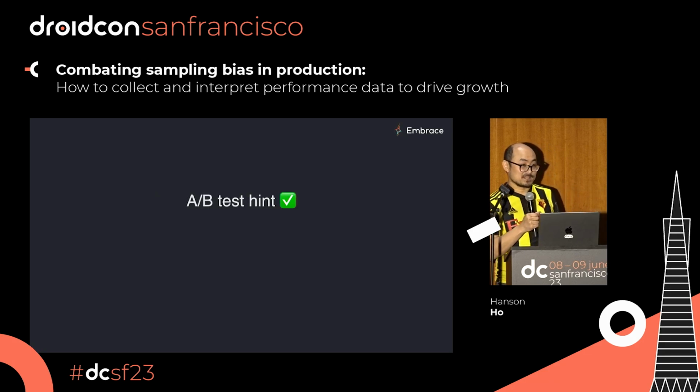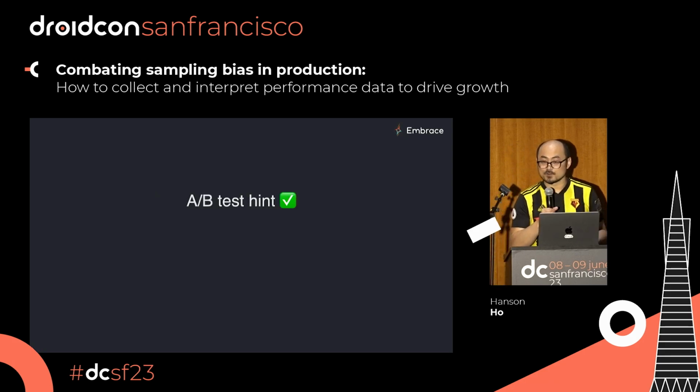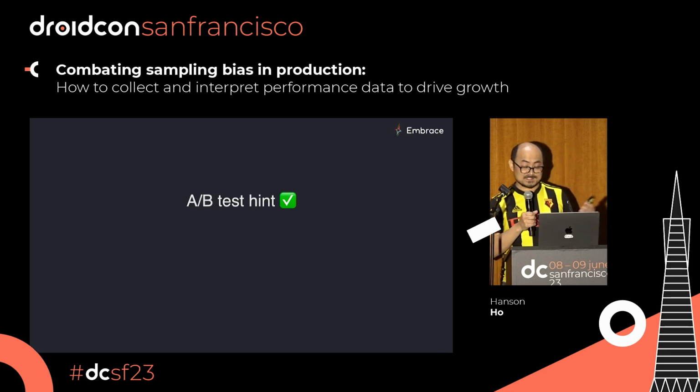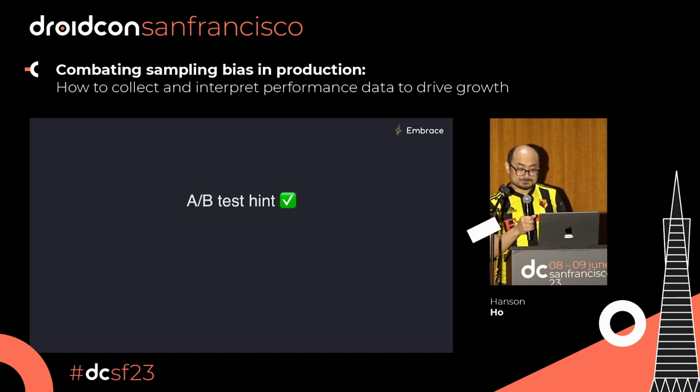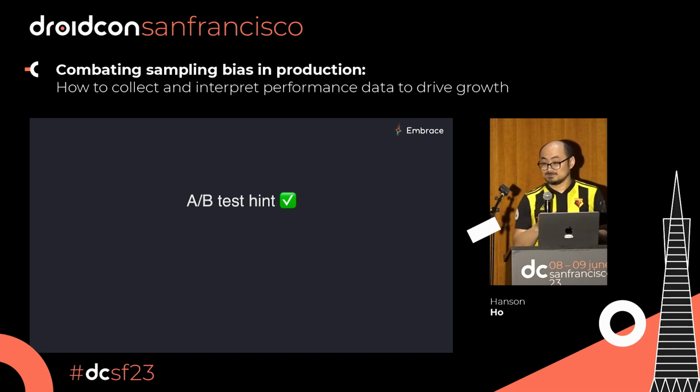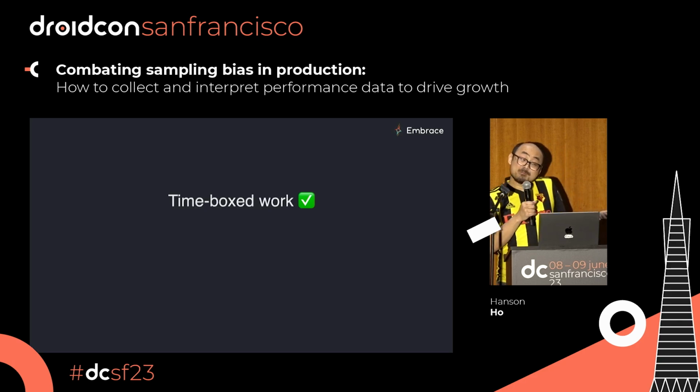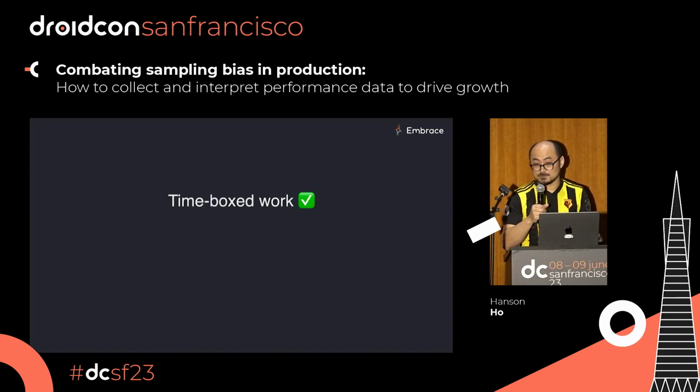As a hint for A/B testing, if you have hundreds of perf metrics, which one do you A/B test to see performance? As I said, it takes time and effort to run these experiments. You can't do them all. Well, you can pick one that has a correlation, narrows it down. You can also time box your work. Invest 2 weeks to improve a metric that has a correlational relationship with churn.